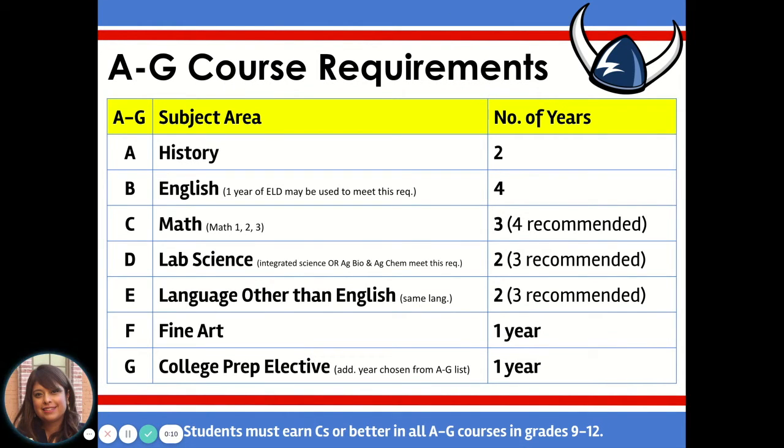We have the subject area and the number of years that are required in each particular subject. So let's take a closer look. For Area A, or History, students are required to complete 2 years. For Area B, or English, students are required to complete 4 years, and this can include 1 year of ELD for those students who were in the ELD program. For Math, students must complete 3 years, but 4 years of math are recommended.